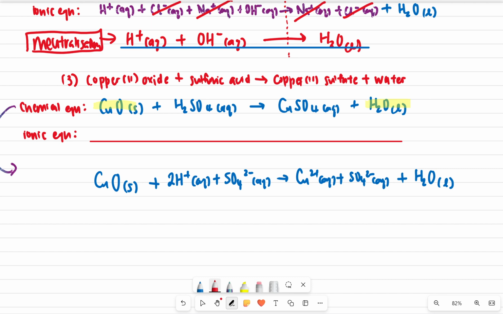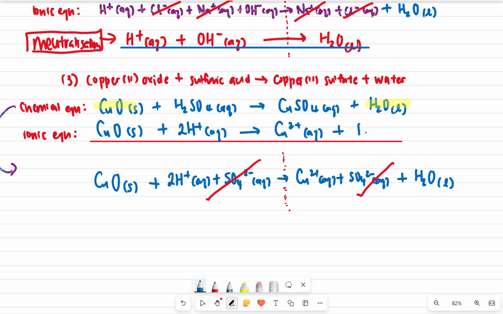Now look out for spectator ions. What remains the same before and after my equation? I notice it's SO4 2-. So I'm going to cancel that off. My final ionic equation would be CuO in the solid state plus 2H+ aqueous, giving me Cu2+ aqueous plus H2O in the liquid state.